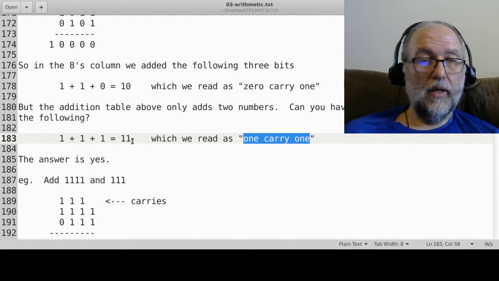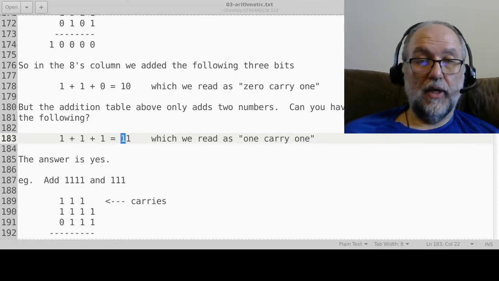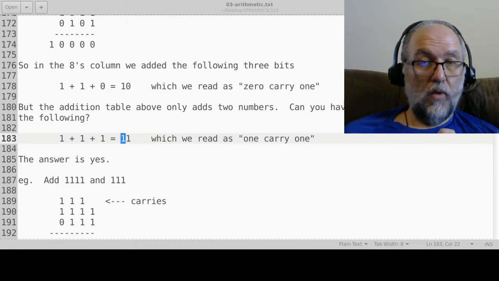Why are we saying 1 carry 1? Well, because that 1 you write below the line, and the other 1 right here is your carry, which you write into the next column, which you bring into the next column. Okay, so 1 plus 1 plus 1 is equal to, in binary, 1, 1. 1 plus 1 plus 1 is equal to 1 carry 1.